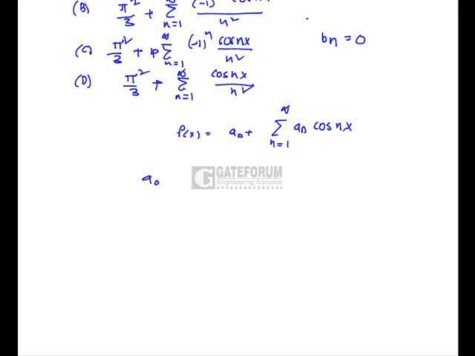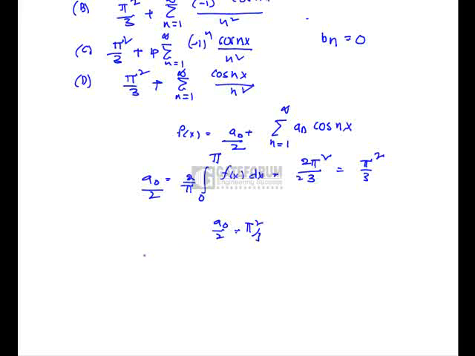Here a0 is going to be 2 by pi, integral 0 to pi f of x dx, which is nothing but 2 pi square by 3. So a0 by 2 is equal to pi square by 3.